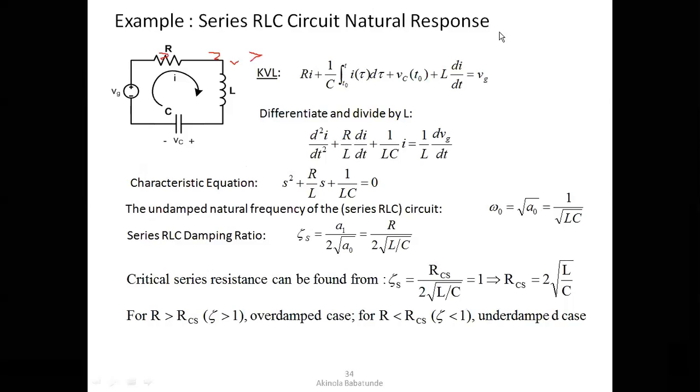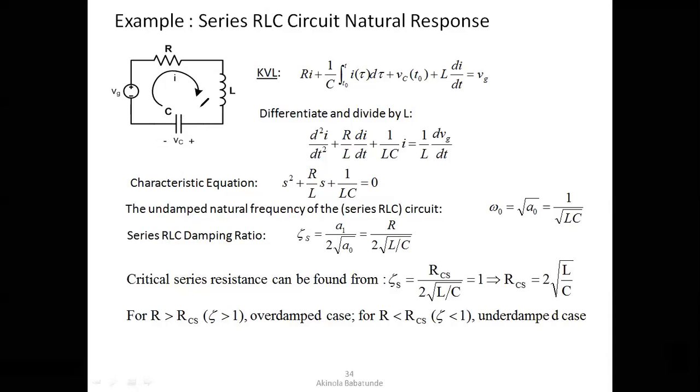Now we have completed discussions on the parallel RLC circuit. Okay, let's quickly look at the series RLC circuit. If we have a series RLC circuit, it simply means all the elements, the resistor, the inductor, and then the capacitor, are connected in series, and this is what we have.